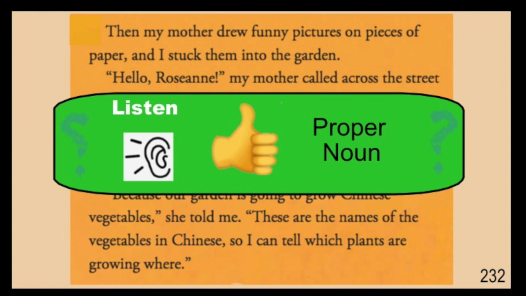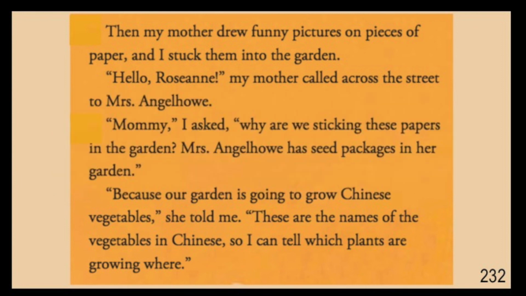Then my mother drew funny pictures on pieces of paper, and I stuck them into the garden. Hello, Roseanne, my mother called across the street to Mrs. Angel Howe. Mommy, I asked, why are we sticking these papers in the garden? Miss Angel Howe has seed packets in her garden. Because our garden is going to grow Chinese vegetables, she told me. These are the names of the vegetables in Chinese, so I can tell which plants are growing where.